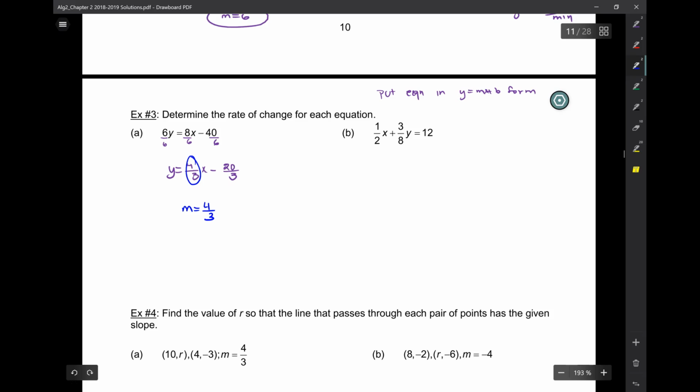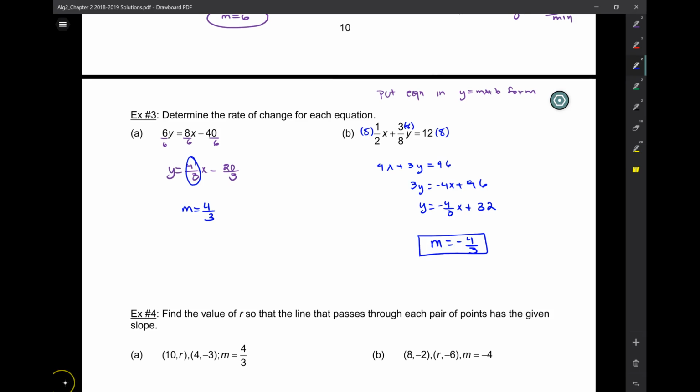All right, so go ahead and do the next one. I'll pause this for a minute. After we multiply everything by 8, the denominators will disappear, right? So, of course, we need to simplify, and we have 4x plus 3y equals 96. And after that, back to algebra 1, we're going to rearrange the equation and solve for y. Things to watch out for are, make sure your negatives are properly placed, and don't forget to divide by 3 in the last step. And then the slope in this case is negative 4 over 3.